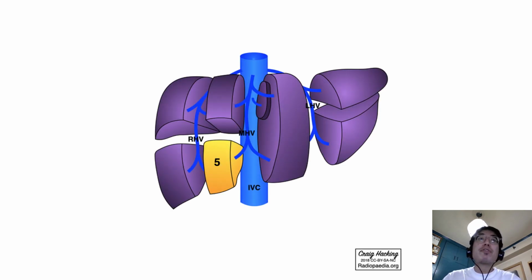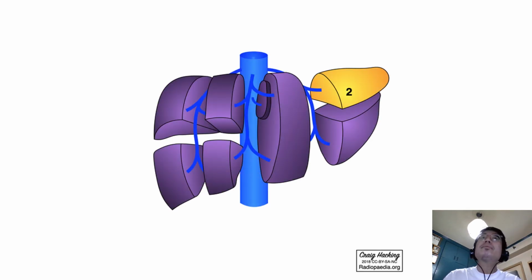This segment is located below the portal plane and it lies between the middle and the right hepatic veins. This is segment 5. This segment is located to the left of the left hepatic vein and it is superior to the portal plane. This is segment 2. This segment is located above the portal plane between the middle and the right hepatic veins. This is segment 8.